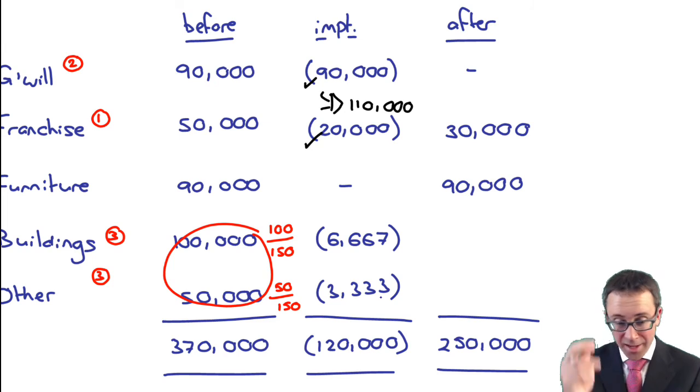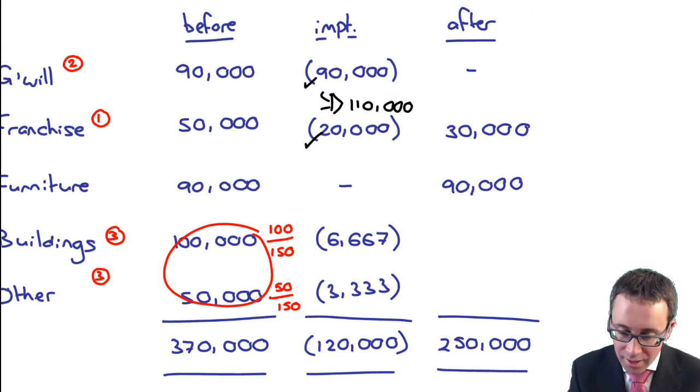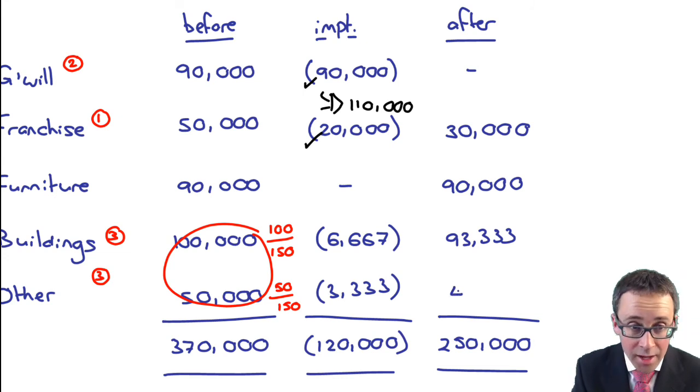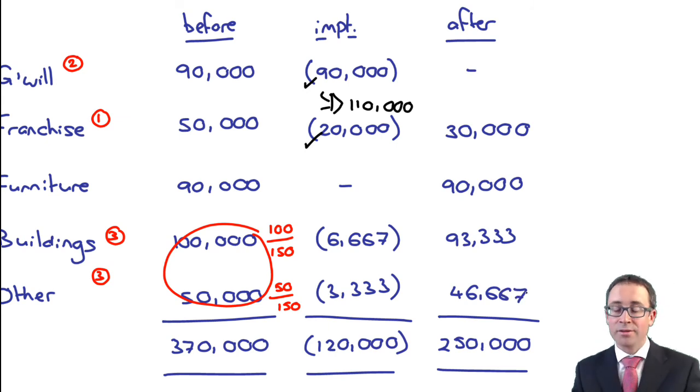But what you've got there, the value of the buildings, I think, comes down, is it to 93333? Just remove that bracket there. And then the other is 46667. Okay.